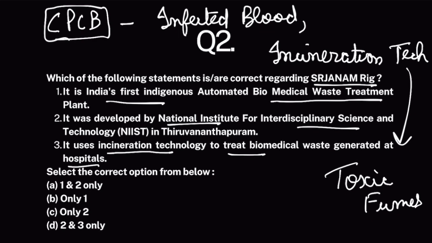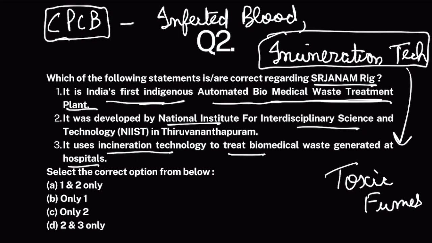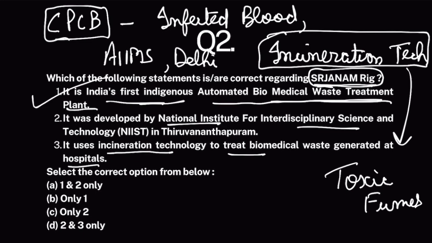Now, India created its own indigenous automated biomedical waste treatment plant, which does not use incineration technology but other alternative technologies that are safe, that do not generate toxic fumes and toxic waste, and this biomedical waste is also disposed of. Okay, it was named Srijanam rig, and this first automated biomedical waste treatment plant was placed at AIIMS Delhi. Okay, so first statement is correct.